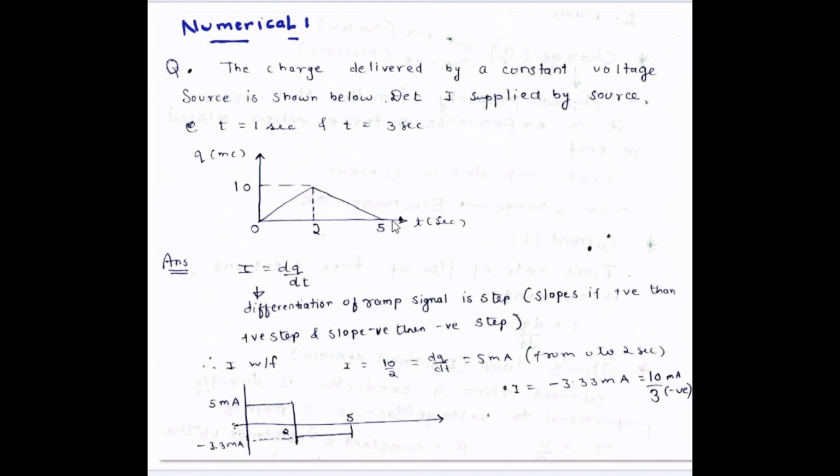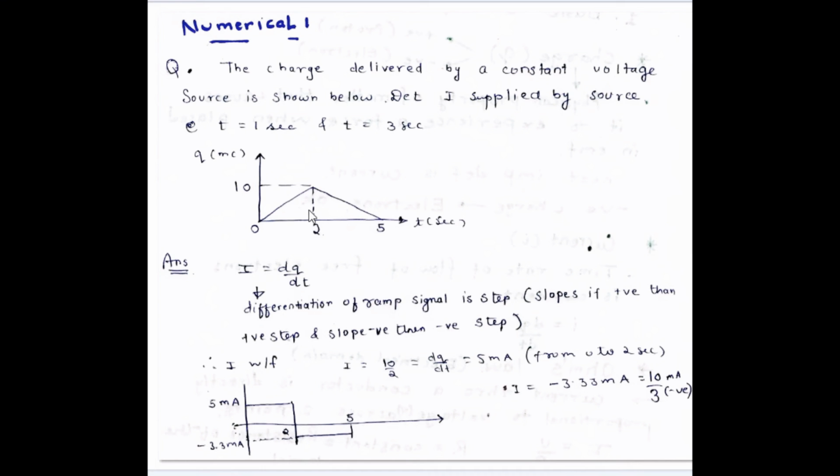This is a ramp signal. So if we differentiate this from 0 to 2, which has a positive slope, we'll get a step signal having positive magnitude. So this is a positive magnitude step up to time t equal to 2 seconds.